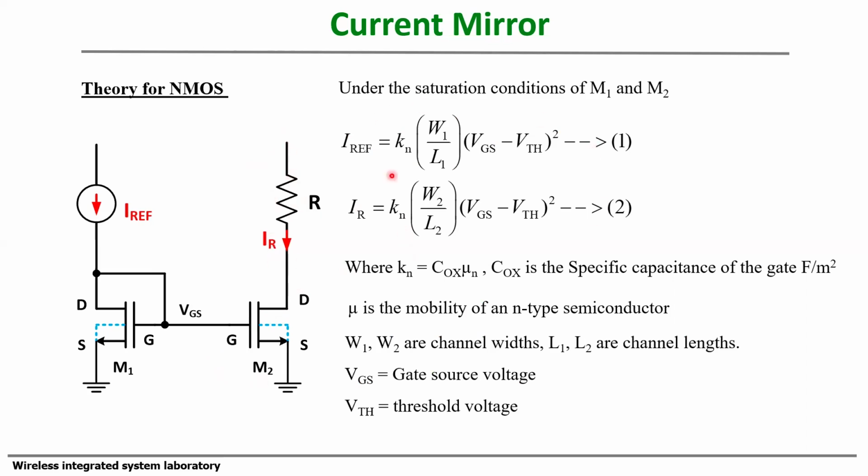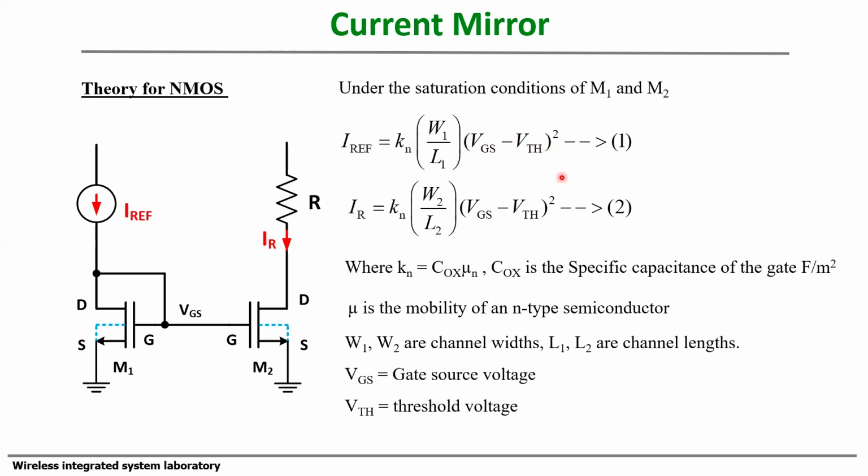Let me explain this operation under the saturation condition of M1 and M2. If you want to understand the meaning of saturation condition, you can go to the video I added at the end of this presentation. So in the saturation region, I can write the reference current as equal to the constant kappa times the aspect ratio times the square of VGS minus VTH, which is equation number 1.